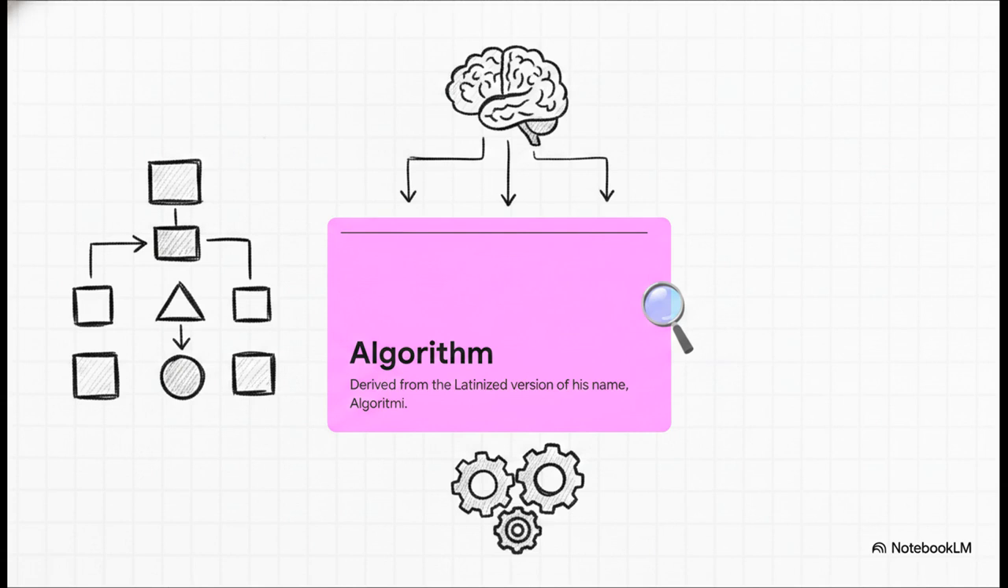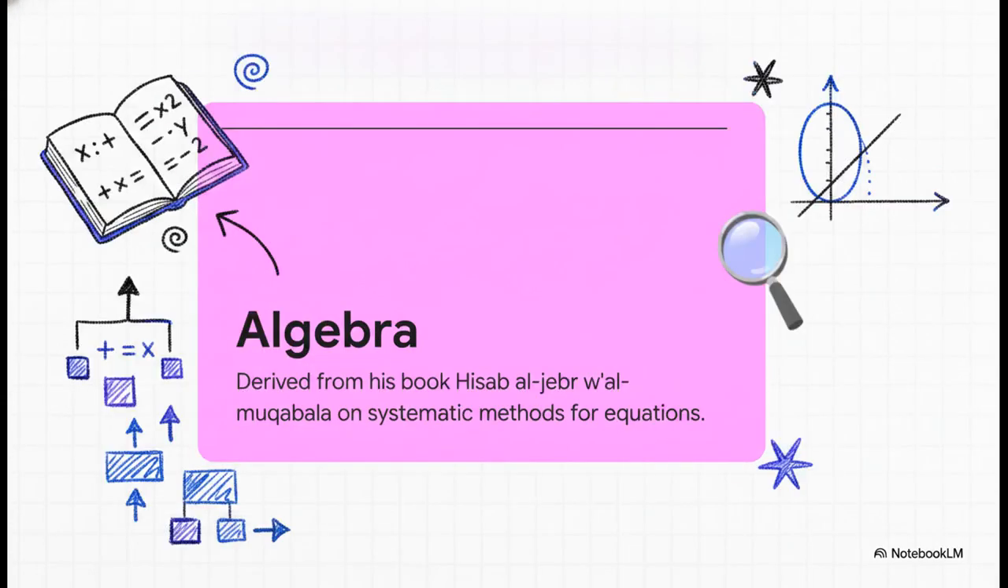So, every single time we talk about algorithms today, whether it's social media feeds or search engines, we are directly referencing this 9th century scholar's enduring legacy of intellectual achievement. How cool is that? And honestly, he didn't stop there. He also gave us the word algebra. Yep, it comes straight from his groundbreaking book, Hisab al-Jebra wal-Muqabala.